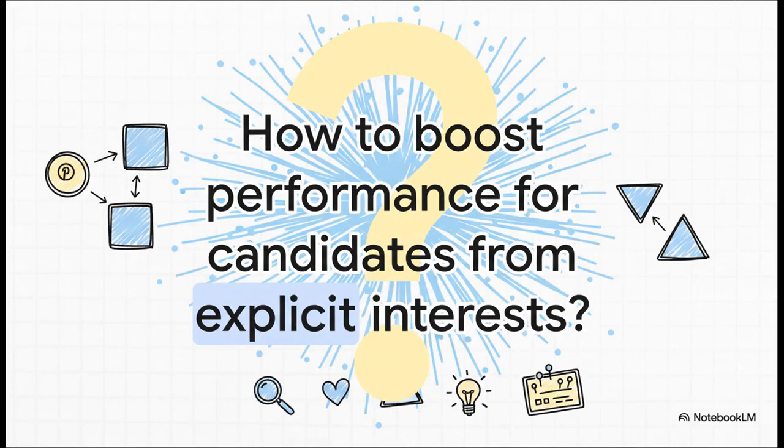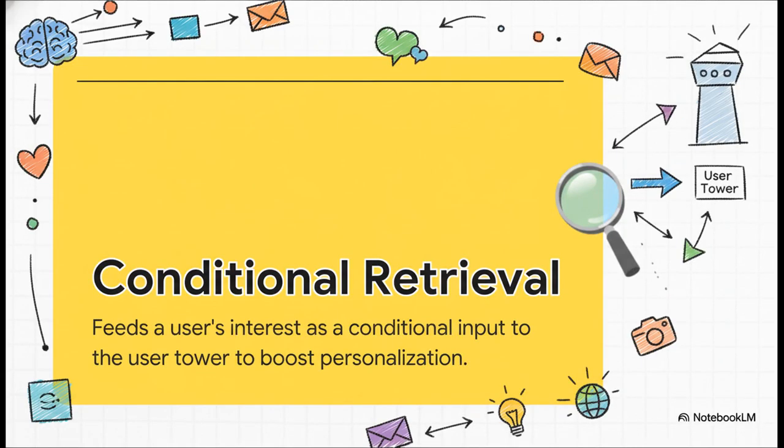Okay, second challenge. You know how you can follow specific topics like street photography? It's a great source of content, but often those recommendations are pretty generic and don't feel very personal, so engagement can be low. The question is, how do you make those recommendations feel like they were picked just for you? This is where conditional retrieval comes in, and it's super smart. The idea is to take that interest the user follows, let's say it's iced coffee, and feed it directly into the user model as an extra piece of information. This forces the model to think, okay, find things this specific person would like, but only within the topic of iced coffee. It basically turns the recommender into a hyper-personalized search engine for your interests, and it works incredibly well.